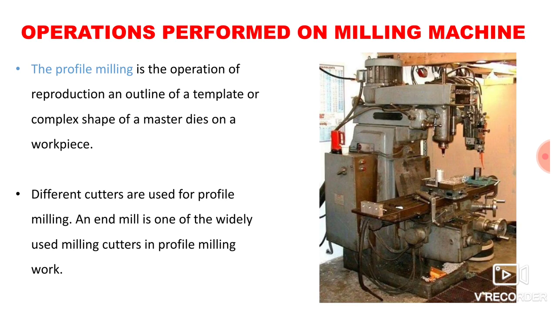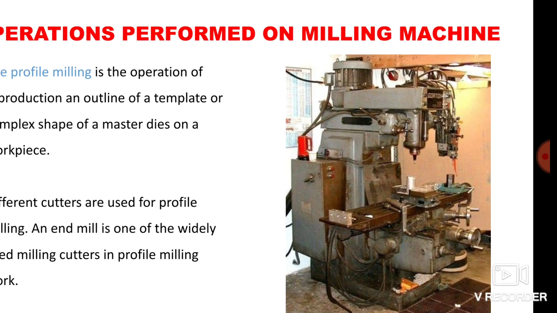The next operation is profile milling. This is also one of the interesting operations that you can perform over the milling machine. Profile milling is the operation of reproducing the outline of a template or complex shape of a master die on the workpiece. Different cutters are used for profile milling, and the end mill is one of the widely used milling cutters in profile milling work.